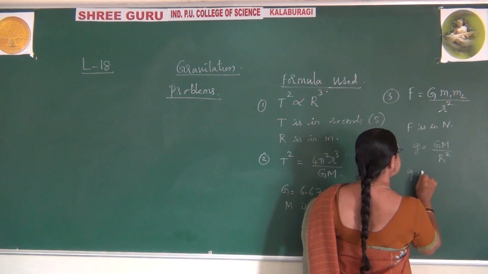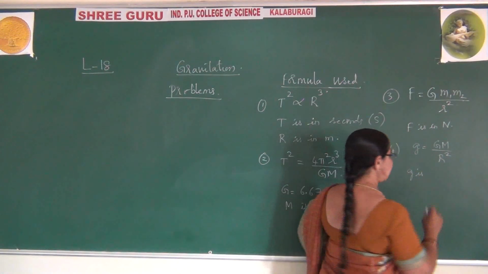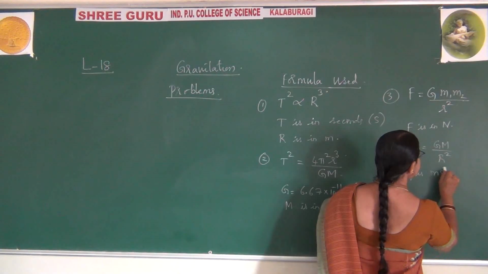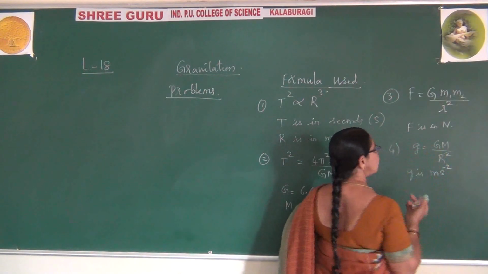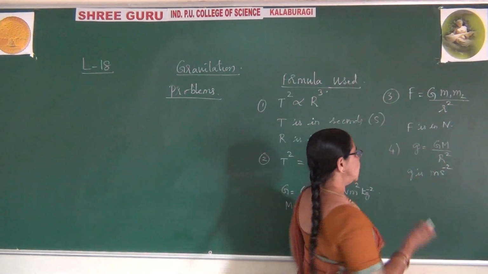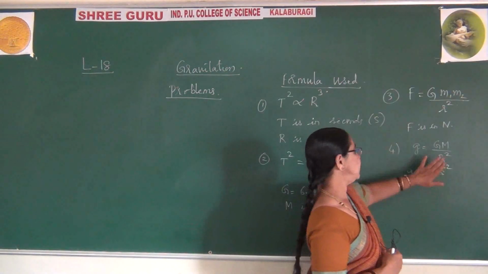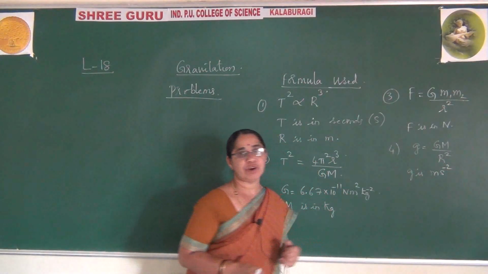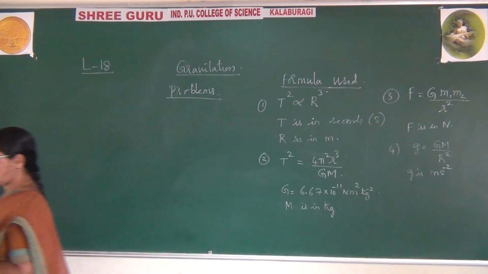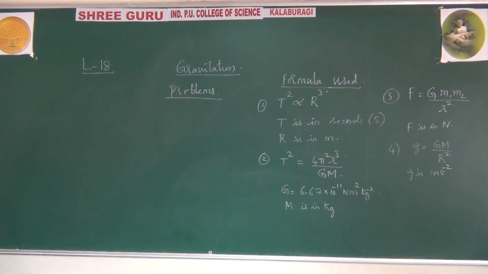G is expressed in acceleration due to gravity. It is expressed in meters per second square. M is the mass of the planet measured in kgs, and distance is measured in meters. So this is the formula we have. Today let me solve a few problems using this.